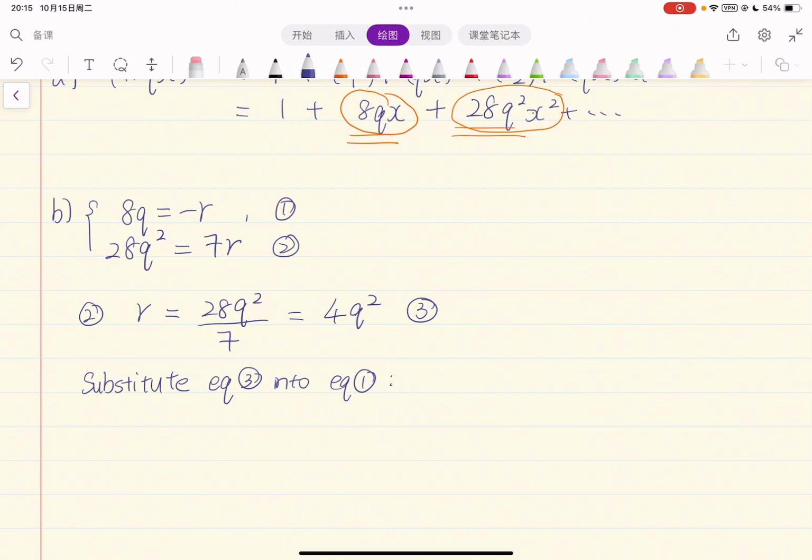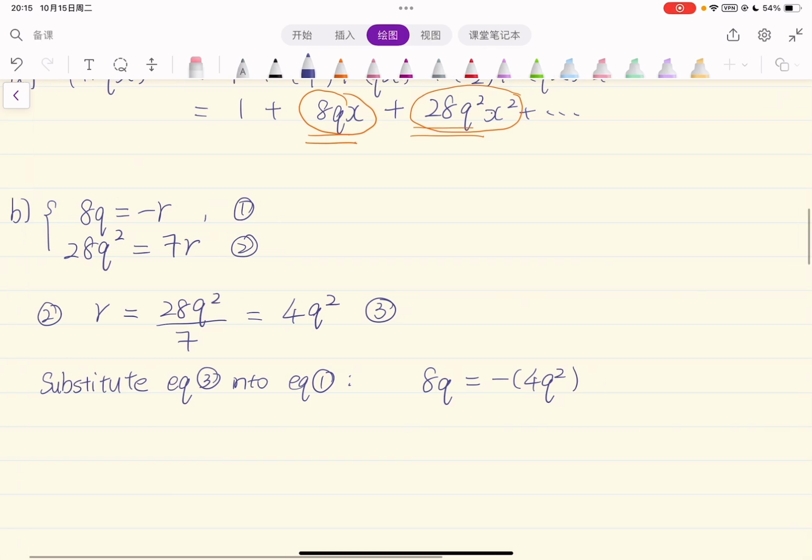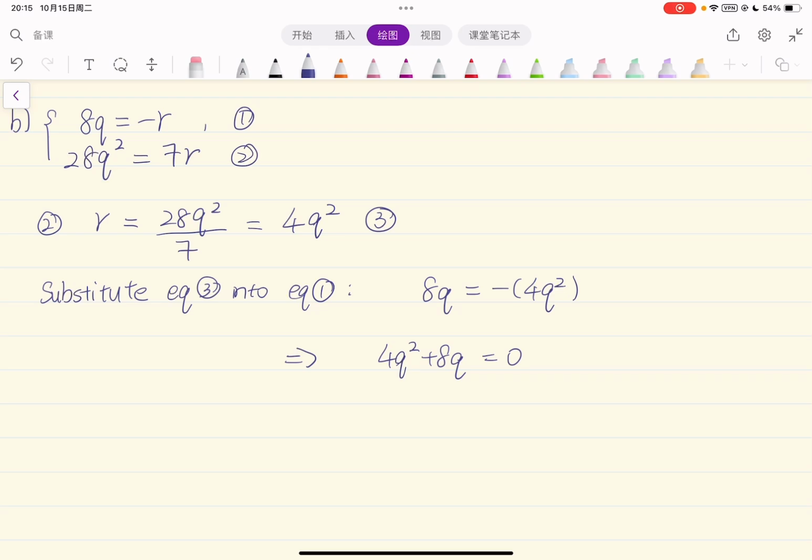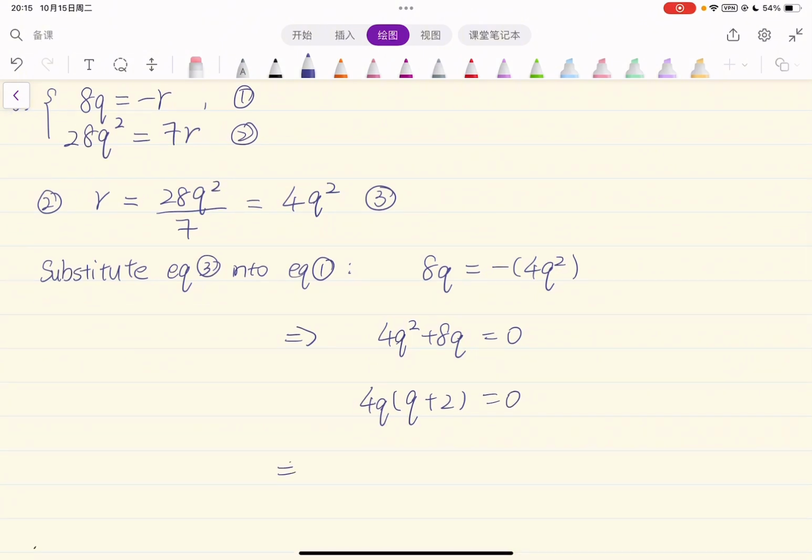We have 8q equals minus 4q squared. Rearrange that, we have 4q squared plus 8q equals 0. And we take 4q out of the bracket, we have 4q times (q plus 2) equals 0. We get q equals 0 or q equals minus 2.